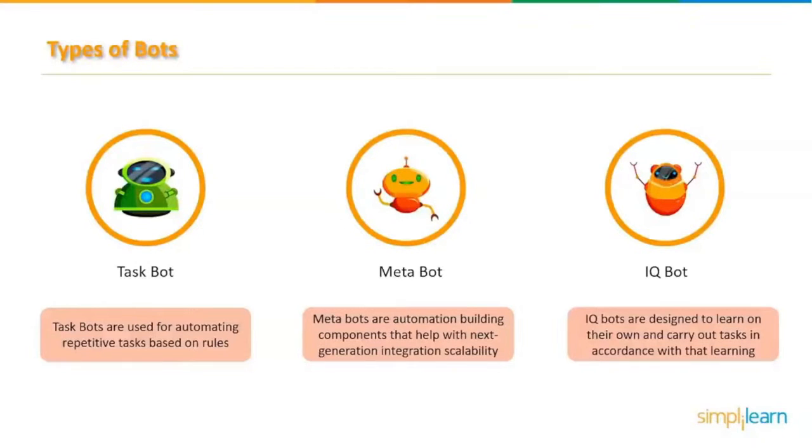IQ bots also learn to recognize patterns so that the bot knows exactly what to do the next time the pattern appears. With each human confirmation, it learns and improves its ability to carry out the act.